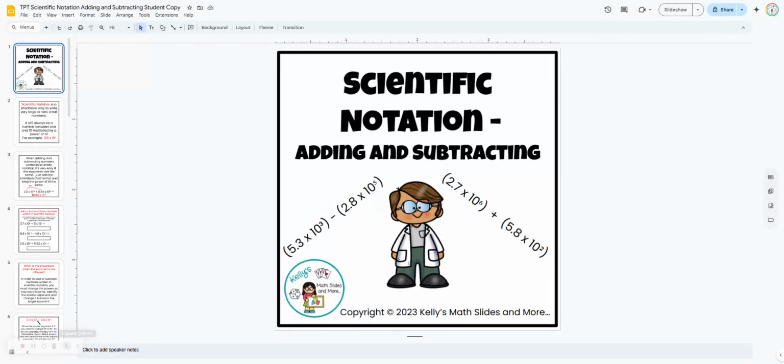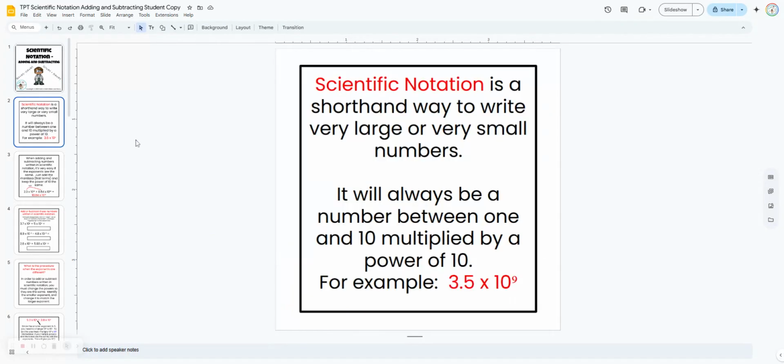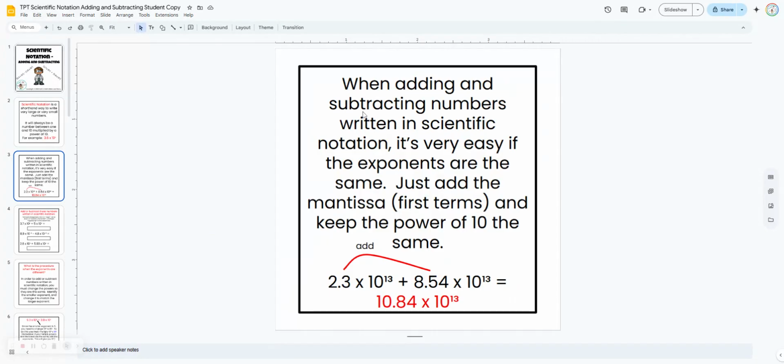Scientific notation, adding and subtracting. So we're going to show students the steps for adding and subtracting numbers that are written in scientific notation. The lesson starts with just a review of what scientific notation is. And when we're adding and subtracting in scientific notation, it's pretty easy if the exponents are the same.